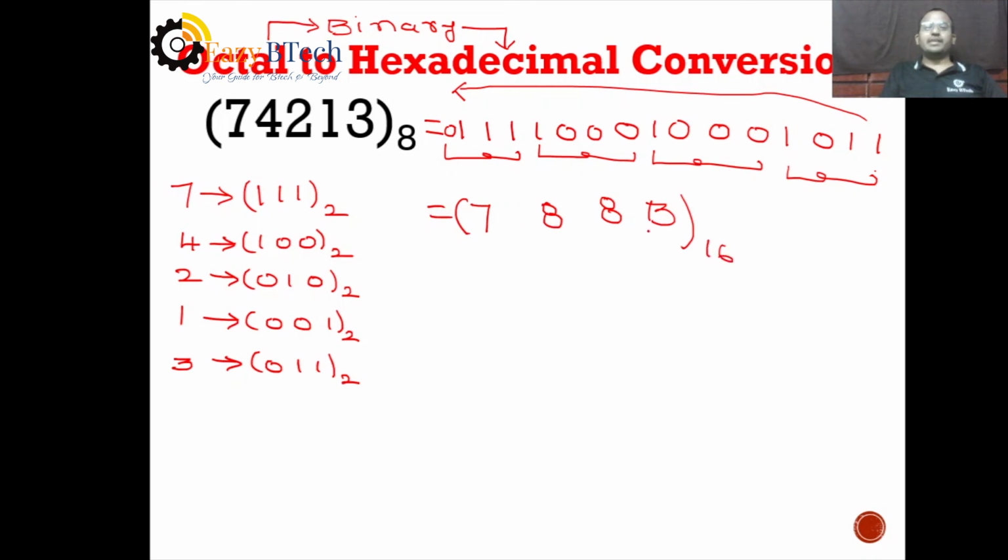788B. So what we have done? First we have written for each octal digit the corresponding binary equivalent, and then the binary number we have converted into hexadecimal by grouping 4 bits at a time. As it is having only the integer part, we have scanned the number from right to left. Is it clear? We'll see one more example so that you can better understand.